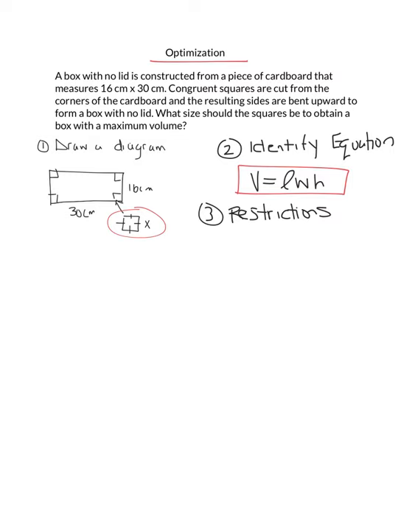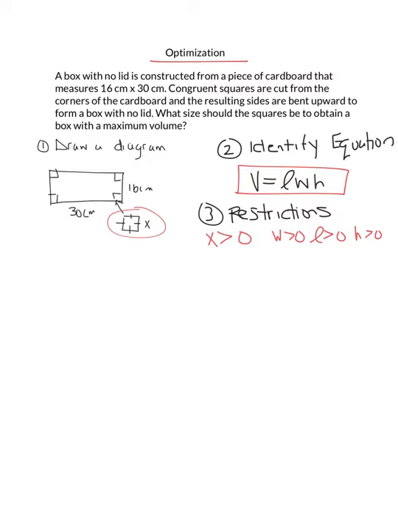So we have a couple of things. I'm going to be talking about minimums first. Obviously, if I'm cutting squares out of the corners, that x value needs to be greater than 0. I need to have a width greater than 0, a length greater than 0, and a height greater than 0. We're not going to be having any negative numbers here.